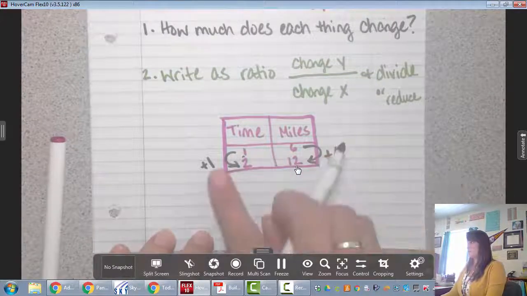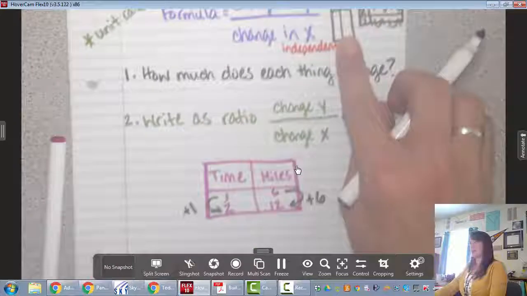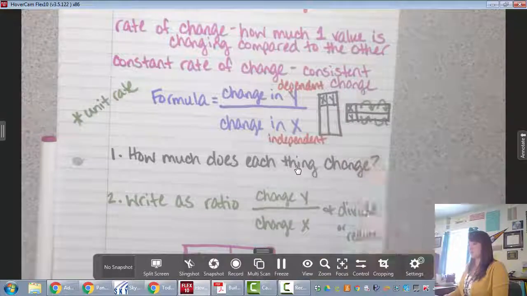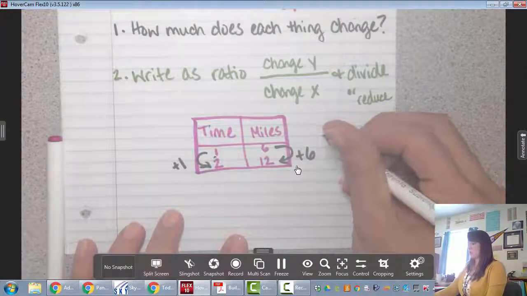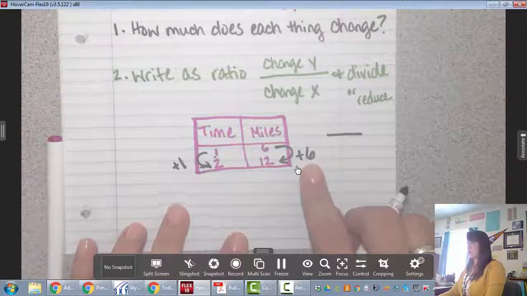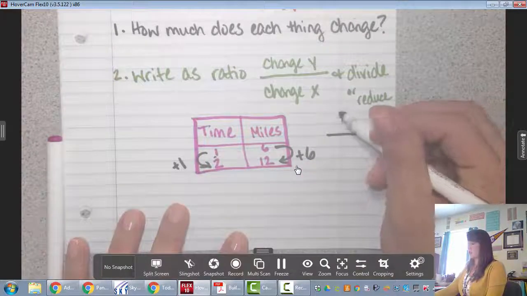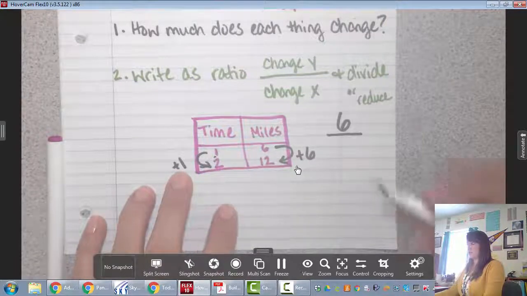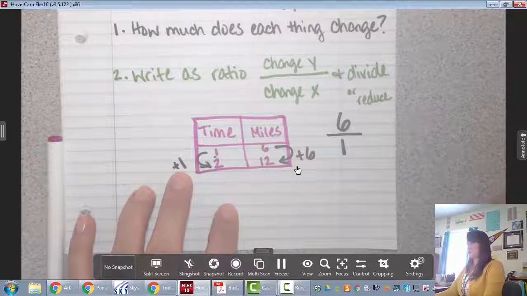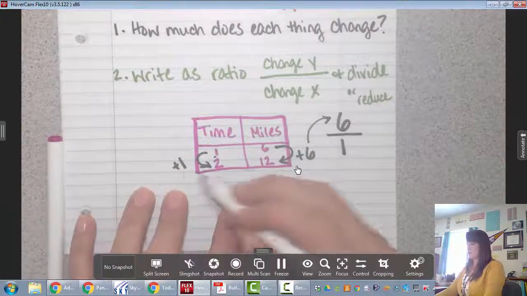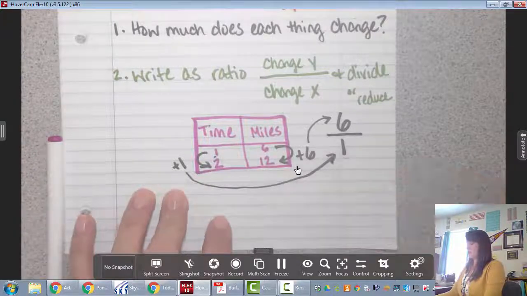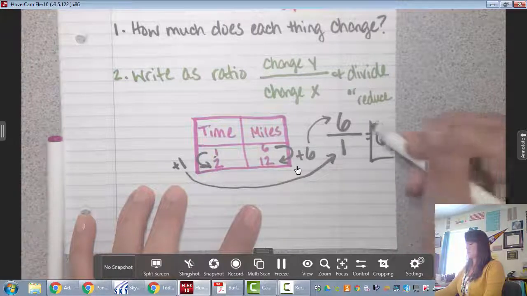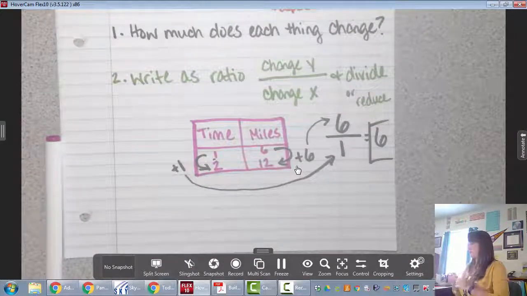But we're going to look at these. So if I go back up to my table, X is on the left, Y is on the right. So is the 6 X or Y? Because it's on the right, it goes on top. So that makes the 1 X. That goes on bottom. The 6 goes on top. The 1 goes on bottom. What's 6 divided by 1? That's the answer. That's it? That's it.